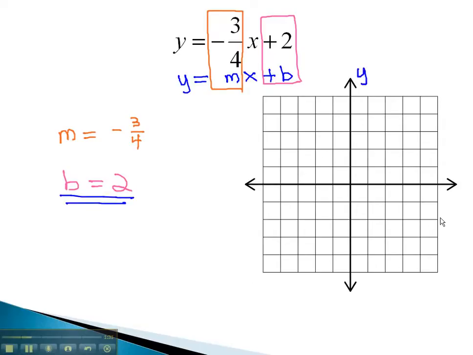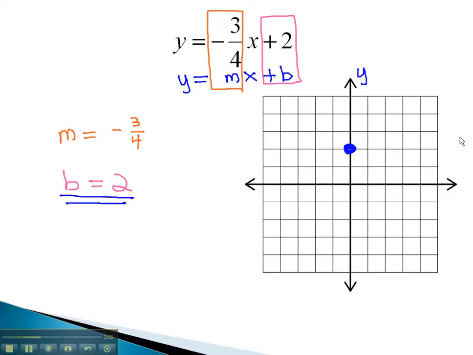This means on the vertical axis, the y-axis, the graph is going to cross at exactly the point 2. To find our next point, we use the slope, which is rise over run. Remember, the negative we will tend to keep with the numerator. So we will think about that as a rise of negative 3 and a run of 4.